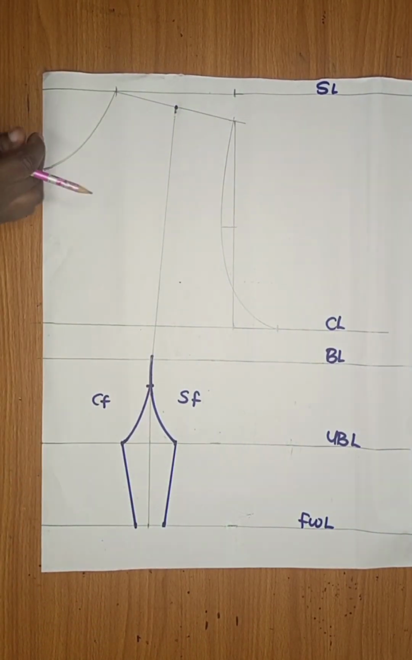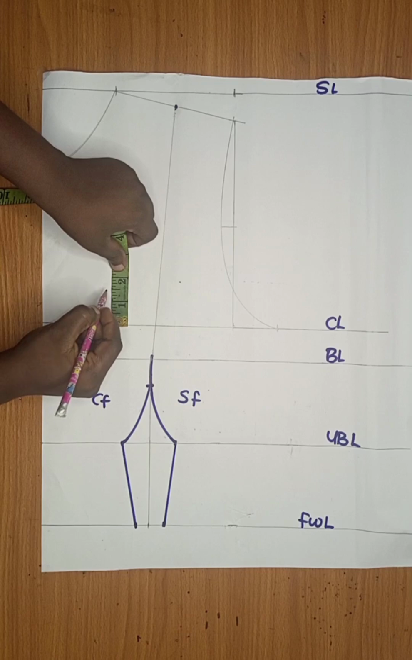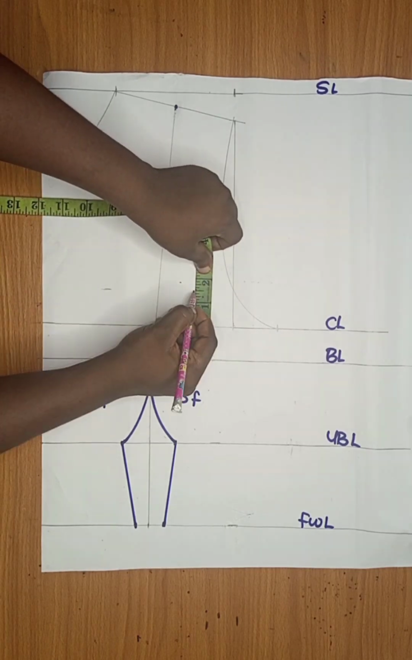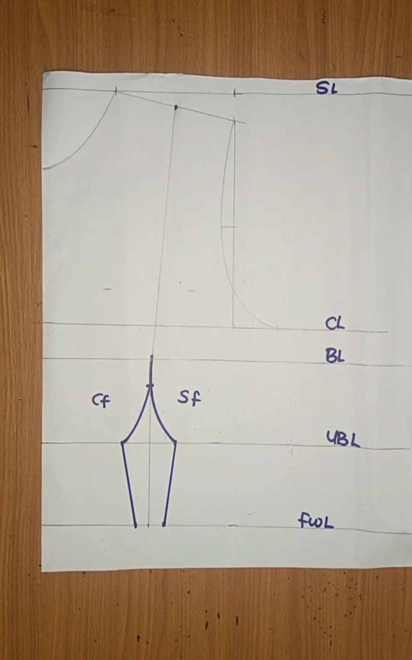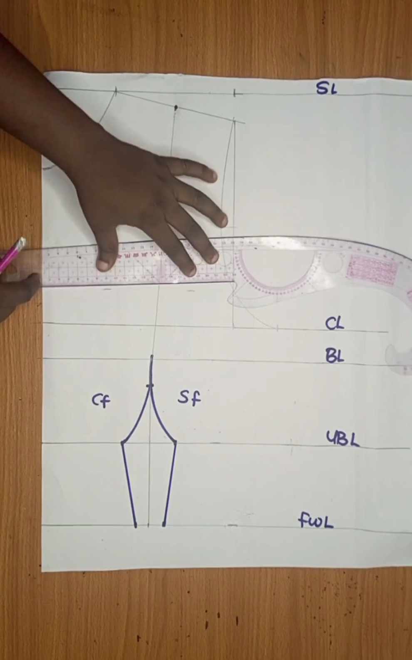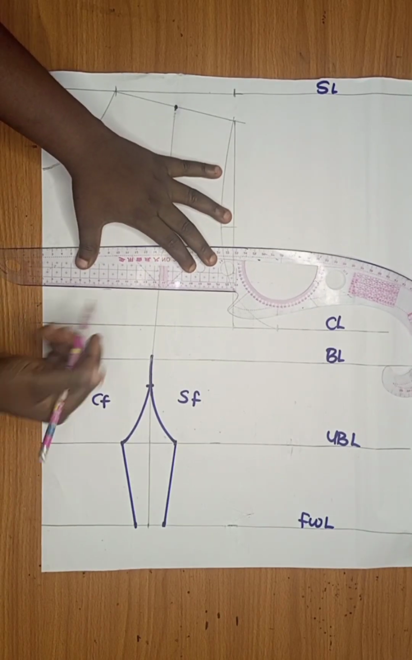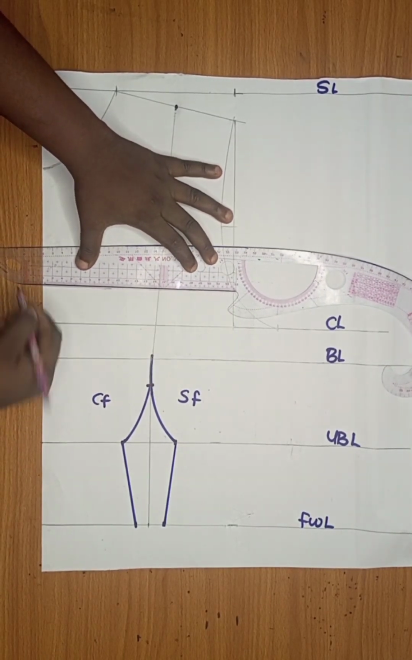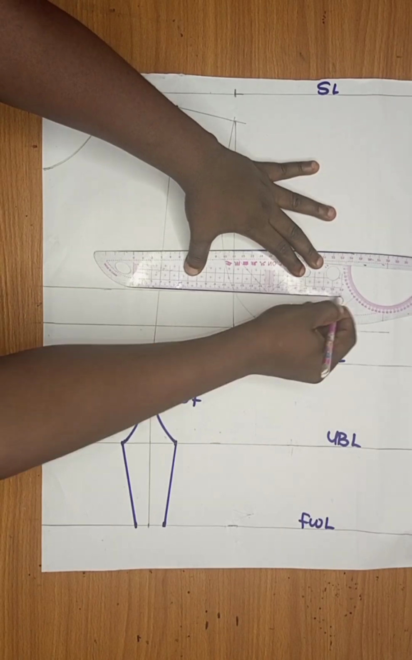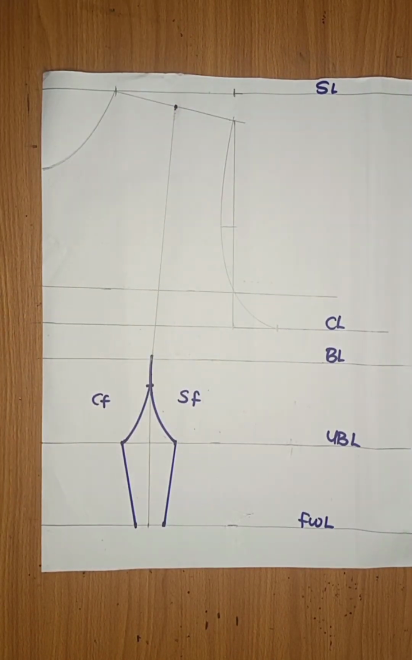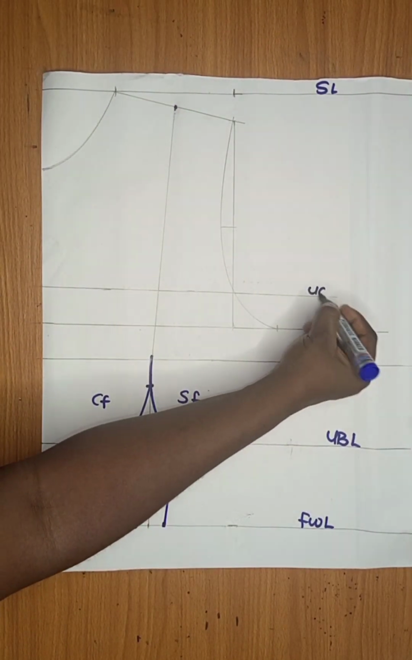After doing that, the next thing I will do is to come up by 1.5 inches. This is how covered I want my cleavage to be, okay? You can make use of 2 inches, 1 inch. It depends on how covered you want your cleavage to be. Now I'll go ahead and rule a straight line on that point, and then I will label this line my upper chest line.